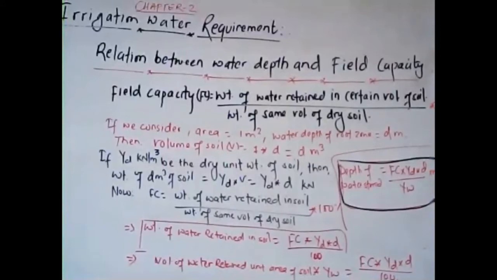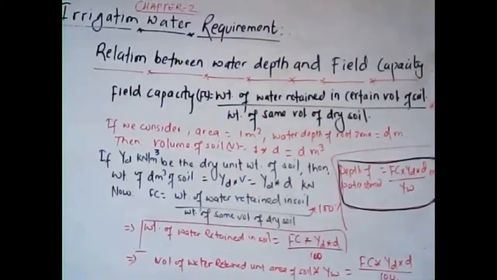Now friends, we will be going through the relation between water depth and the field capacity. So this relation is very important for us, and we will look at its derivation here. So what is field capacity? Field capacity is the weight of water retained in a certain volume of soil to the weight of the same volume of dry soil.